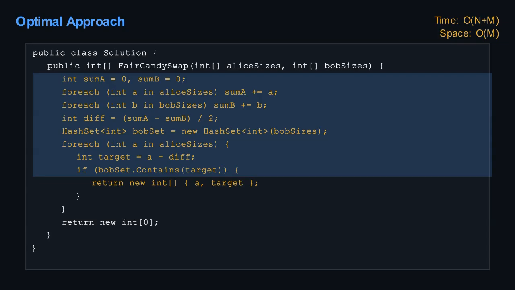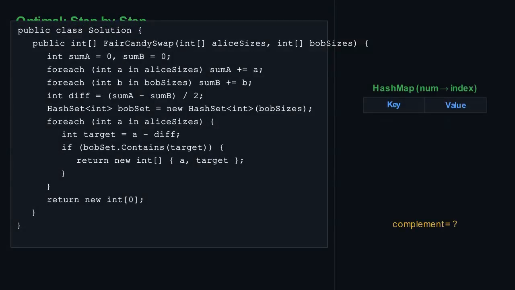If we go through all of Alice's candies and don't find a match, it means something went wrong. But the problem guarantees a solution always exists, so we will always find one. This approach is much faster because we only iterate through Alice's candies once. And for each of Alice's candies, we do a very quick lookup in Bob's hash set. The time complexity becomes proportional to the number of Alice's candies plus the number of Bob's candies, which is much better. The space complexity is now proportional to the number of Bob's candies, because we store all of them in the hash set. Let's trace our optimized algorithm with the example.